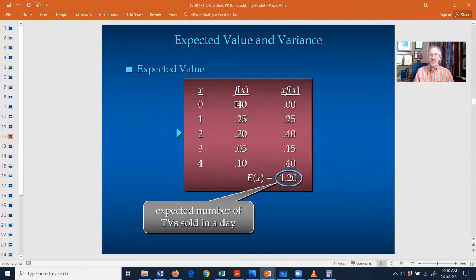0 times 40%, 0.40, is 0. 1 times 25%, 0.25, is 0.25. 2 times 0.20 is 0.40. 3 times 0.05 is 0.15. And 4 times 0.10 is 0.40. Now you don't divide, you add those results. There's the mean, called the expected value. When you're using weights like this and you're finding the mean, it's called the expected value. 1.2 is our expected value.